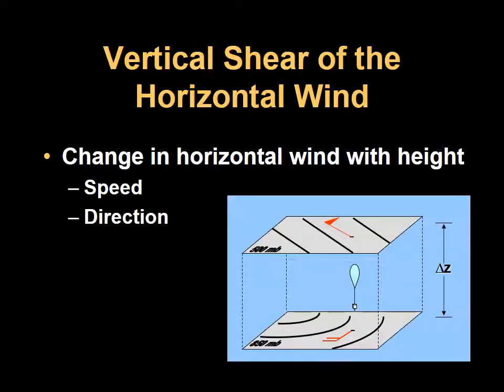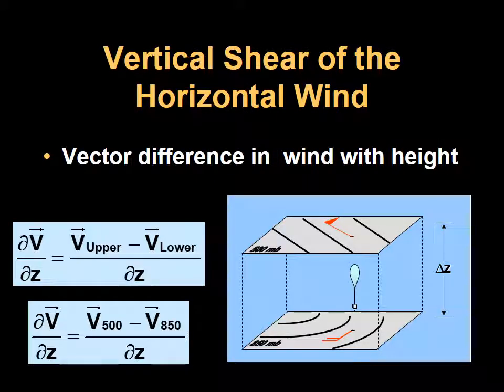Before we talk about the thermal wind, we need to talk about the shear of the wind, and specifically the vertical shear of the horizontal wind. What shear means is a change of wind direction or wind speed. Specifically, we're talking about the vertical shear, so that would be a change in the wind as you go up through the atmosphere. A change in wind with height, both in speed and direction.